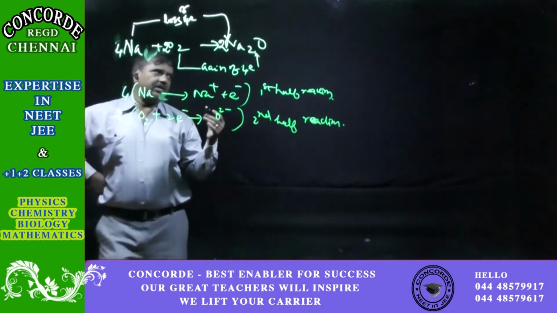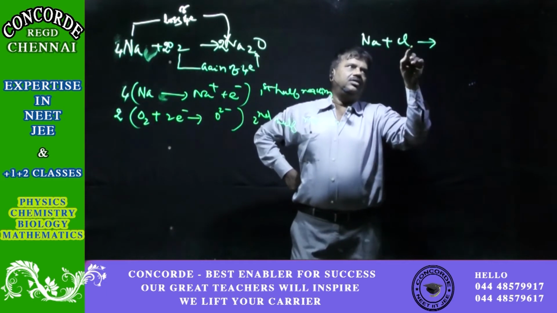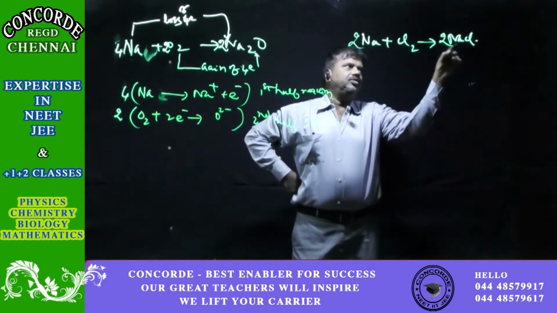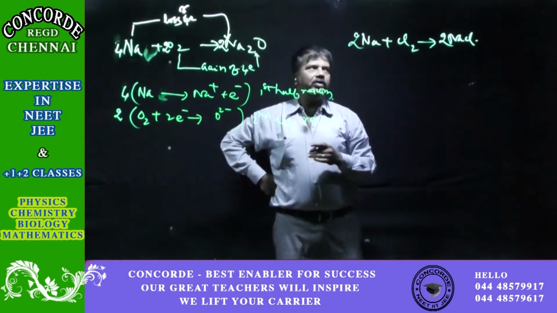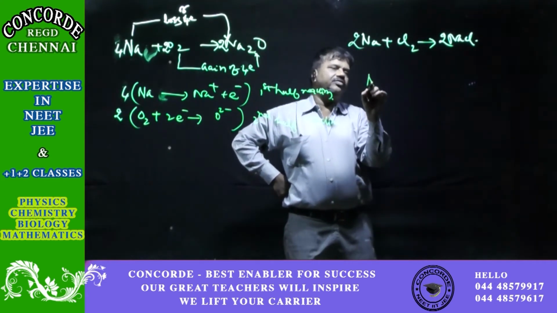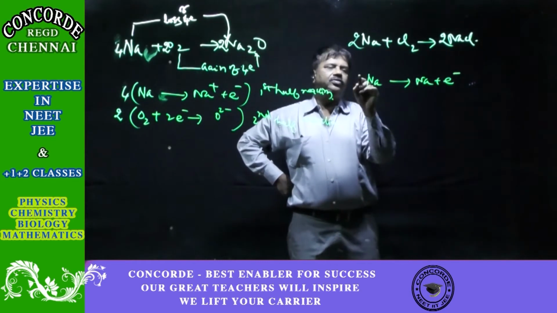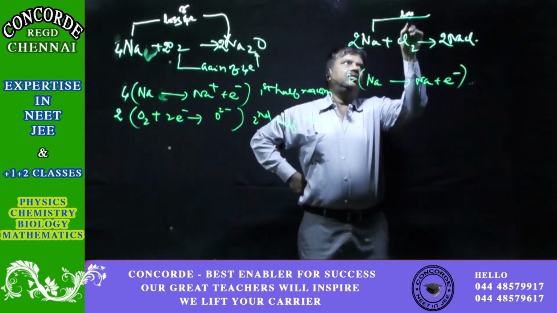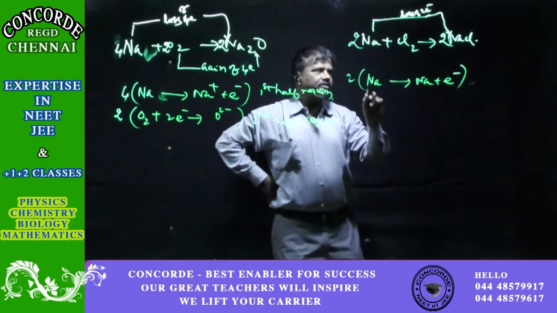Like that, if you take any other example, say Na plus Cl2 gives NaCl. Once you balance the reaction, it is 2Na plus Cl2 gives 2NaCl. Okay, so then what happens here? What are the two half reactions? Na gives Na plus plus electron. So this is multiplied by 2, so into 2 electrons. So there is a loss of 2 electrons on the whole.